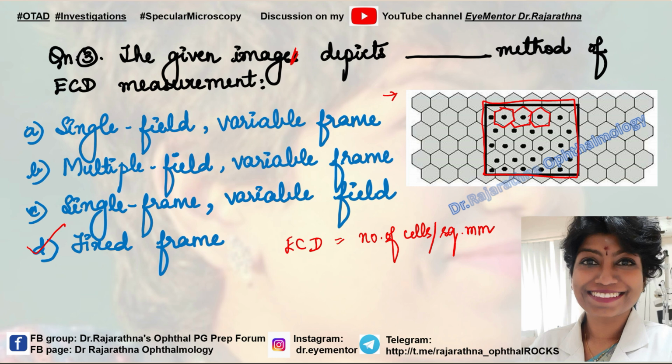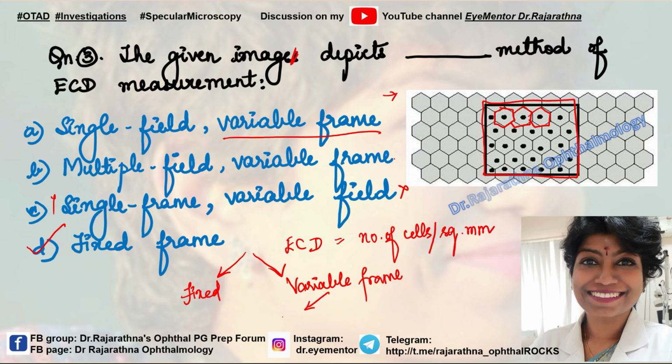Now, what is a single field variable frame, multiple field variable frame, and there's nothing called single field frame variable field. So there isn't anything like that. So what is this variable frame? Basically we have two methods. One is fixed frame and the other is variable frame. And under variable frame you can have just a single field, or we can have multiple fields.